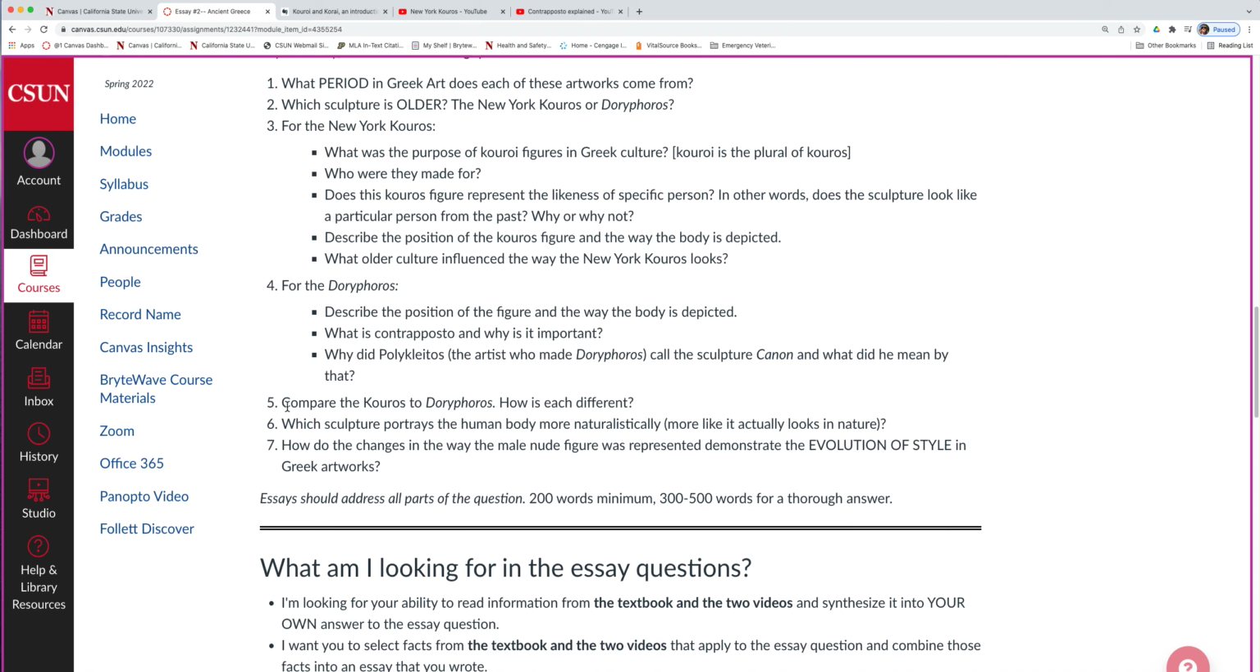Then you want to compare the choros to the Doryphorus. How is each different? Which sculpture portrays the human body more naturalistically? In other words, the way human bodies actually look and stand. So which of these two portrays the human body more like it actually looks in nature?